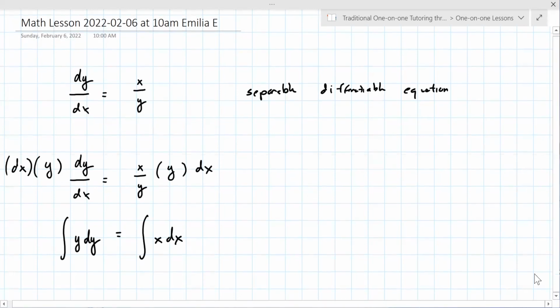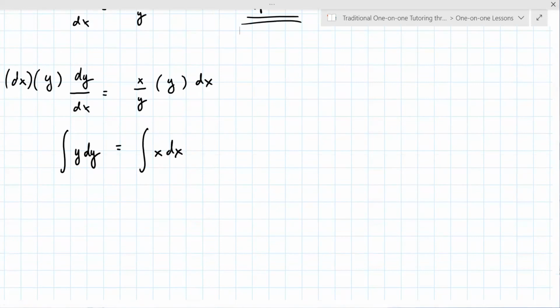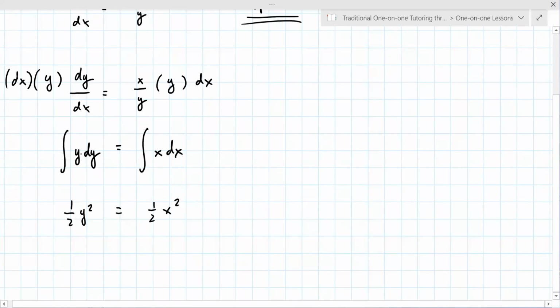So the first part is to separate the variables, and then you have to integrate both sides. You could get easy or hard integrals on either side. On the left here, it's 1/2 y squared, and on the right, it's also 1/2 x squared, because you just did the antiderivative. And then you have a plus c.